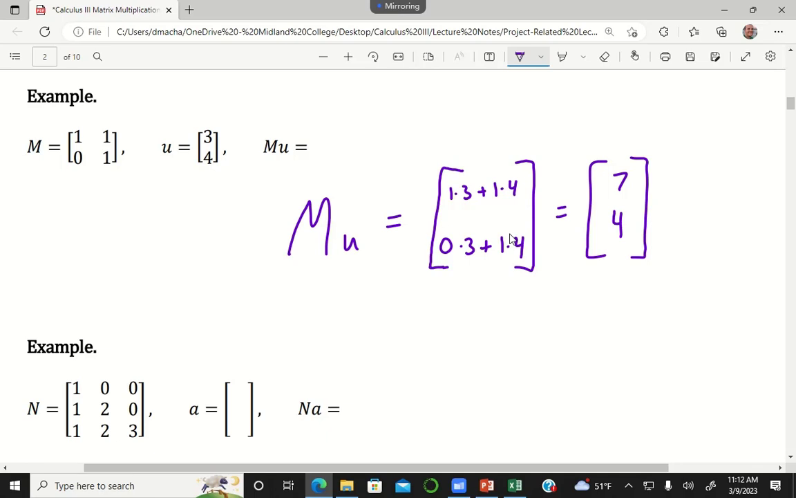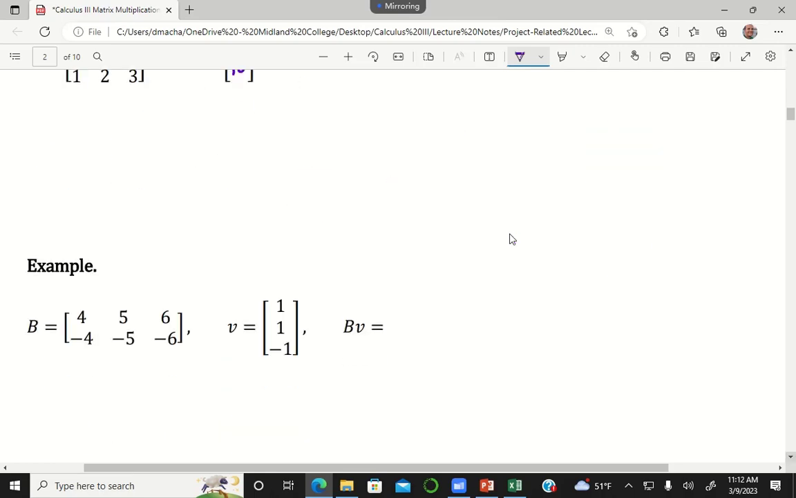I should have put some entries in this vector over here. So let's make this the vector 2, 3, 1. Nah, there's too many 2s and 3s and 1s over there. Let's make it 5, 7, 10.